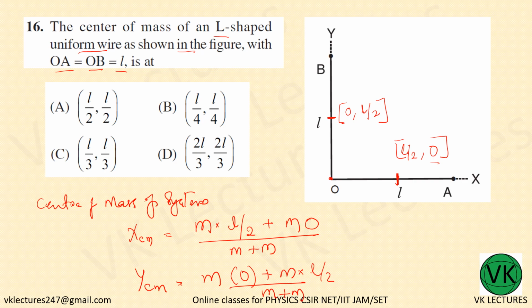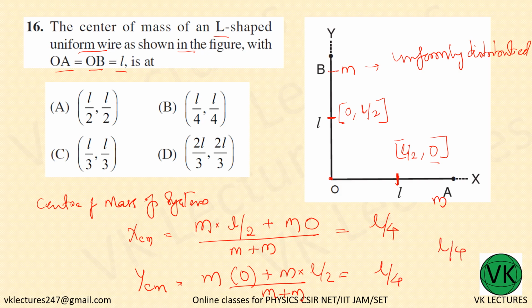Why m plus m? Because both rods have mass m and both have uniformly distributed mass. So what is x cm? m L by 2 divided by 2m. So that is equal to L by 4. Here m L by 2 by 2m, that is L by 4. So L by 4, comma L by 4 is the center of mass. So your option is B.